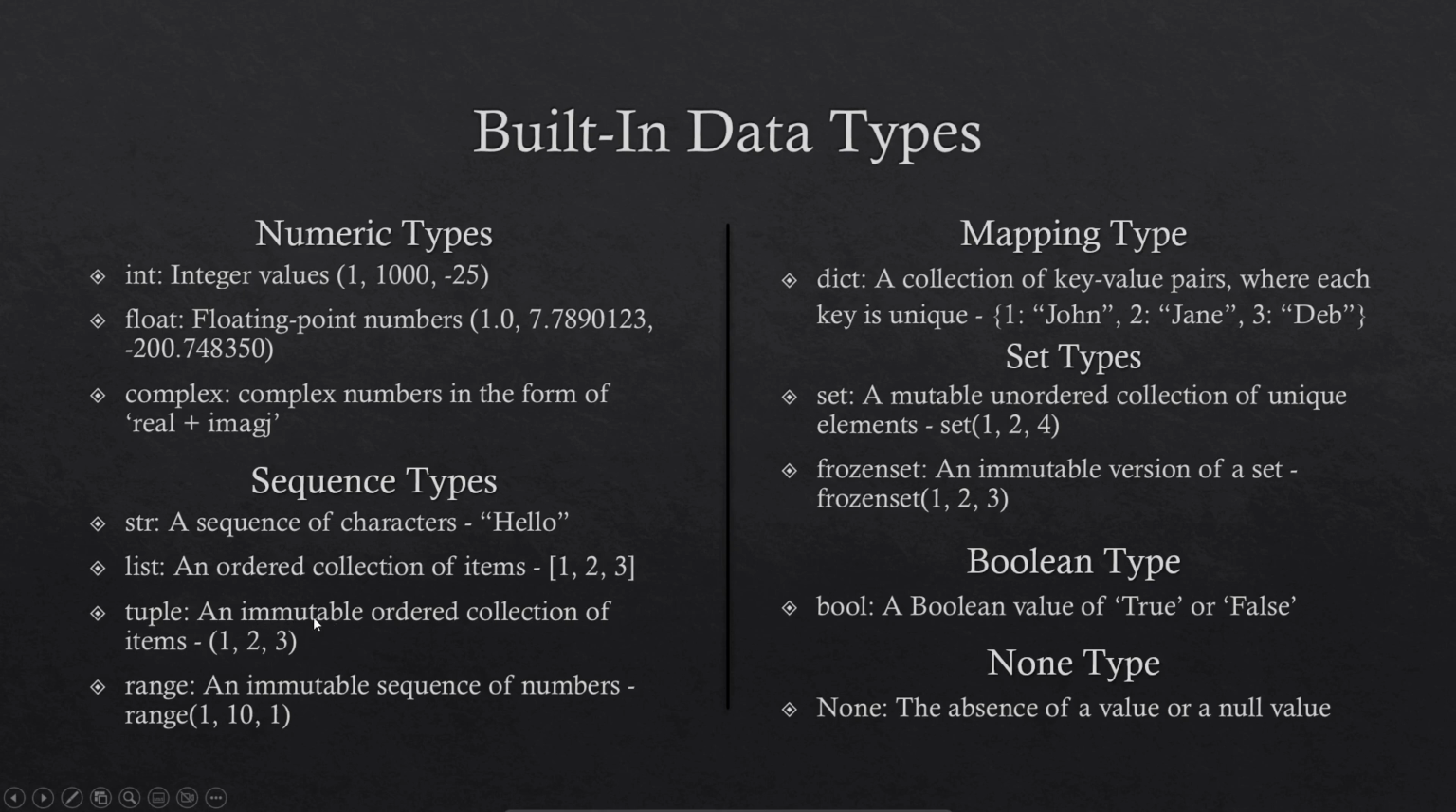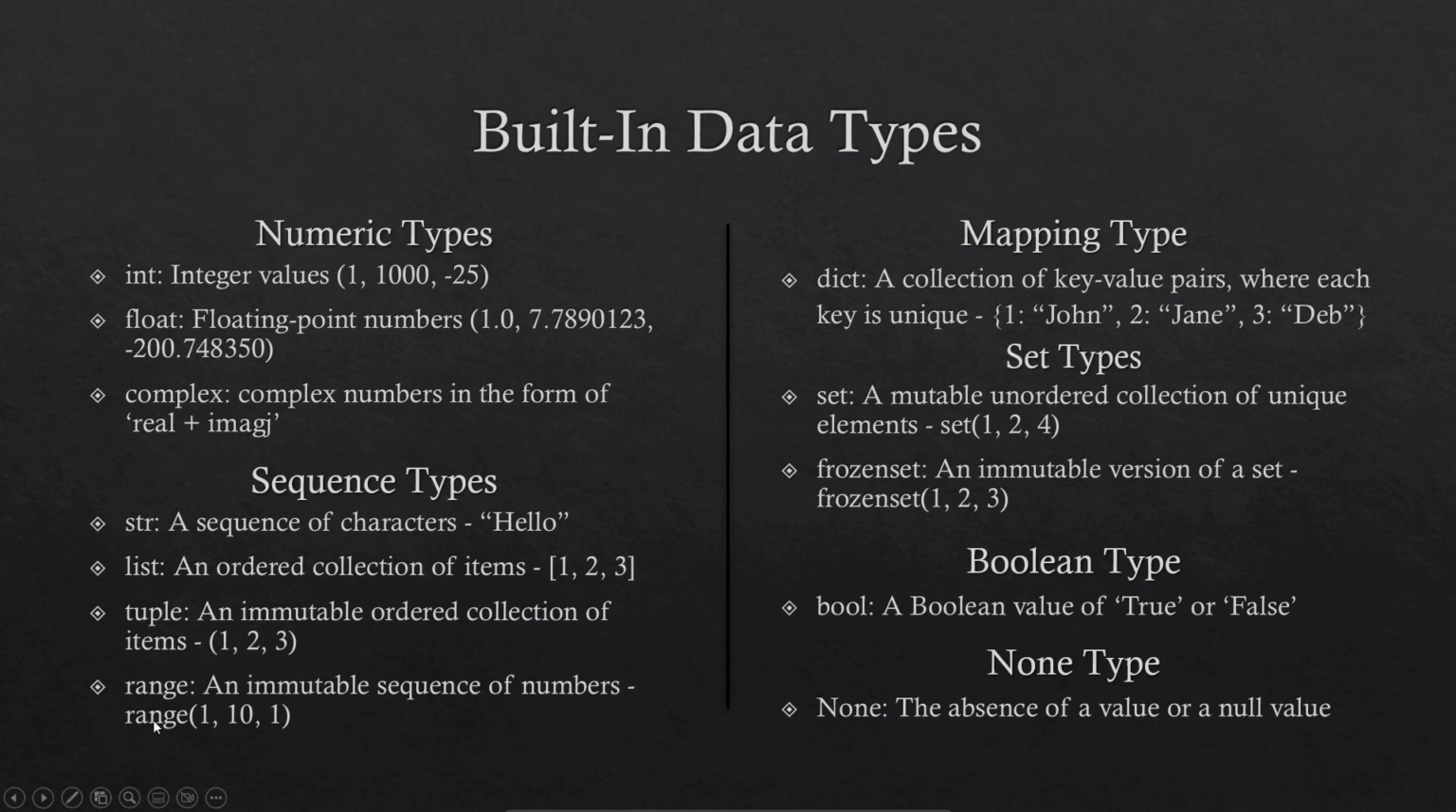This word immutable here means that once a tuple is created, it cannot be changed. It cannot have any elements added to it, taken away from it, and no elements in it can be modified in any way. You'll see that the tuple is in parentheses. Then we have a range, which is an immutable sequence of numbers.